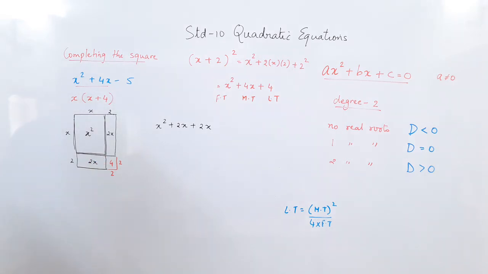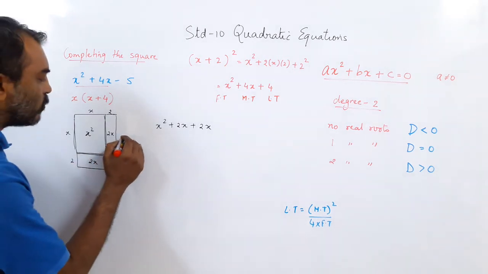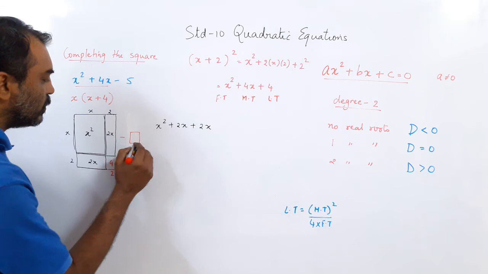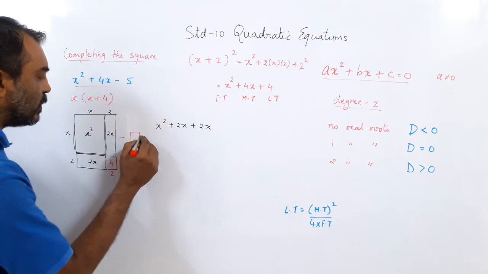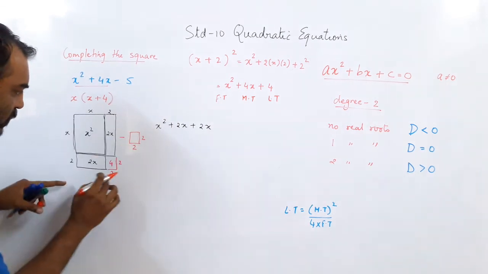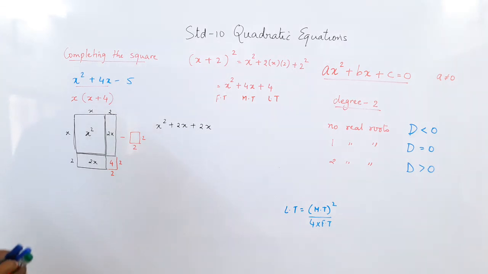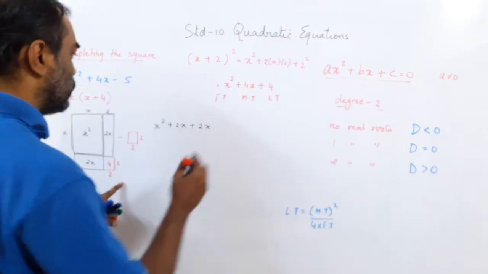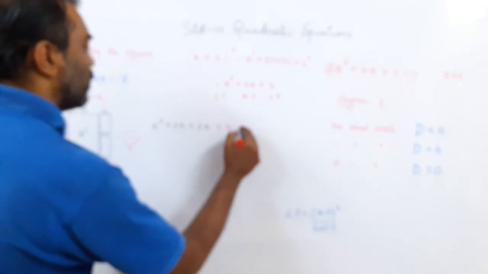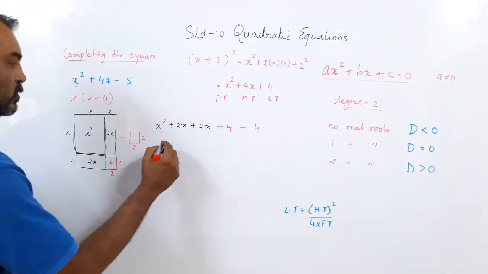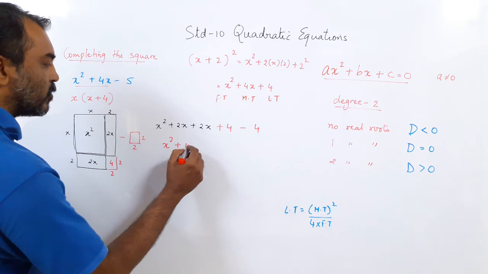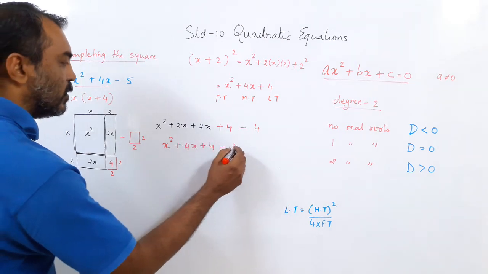But this part was missing here. Because I have added 4, I have to also subtract that 4. Because I added the part here to make it a perfect square, I also have to remove it. So I will show you here that I added a 4 and I also have to remove a 4. So this has become x square plus 4x plus 4 minus 4.